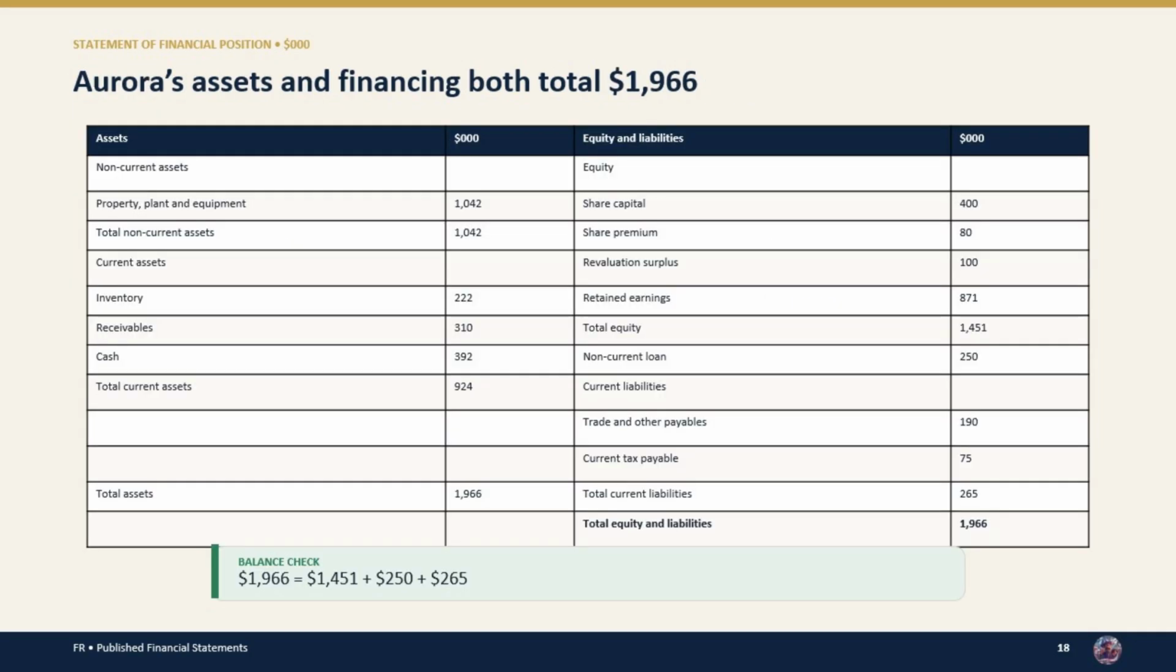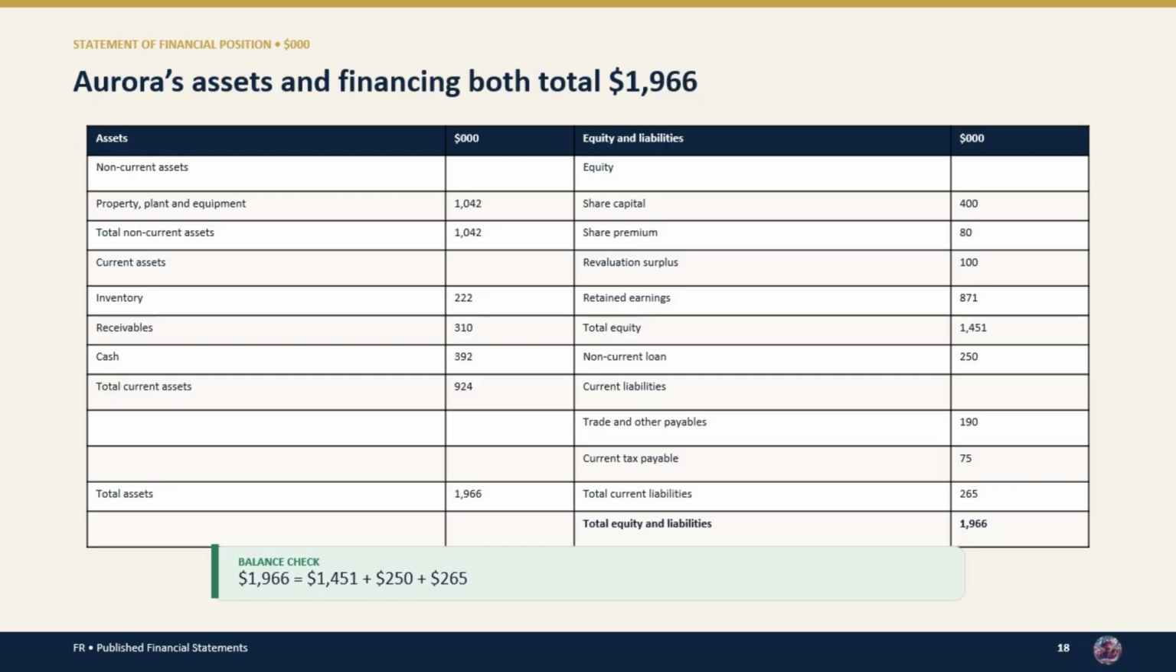Property, plant, and equipment is 1,042. Current assets are inventory 222, receivables 310, and cash 392, giving 924. Total assets are 1,966. Equity is share capital 400, share premium 80, revaluation surplus 100, and retained earnings 871, giving 1,451. The loan 250 is non-current.